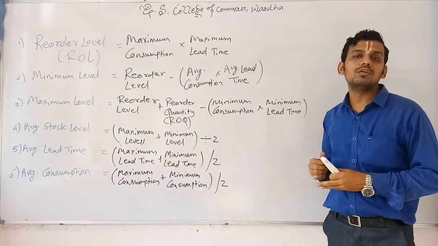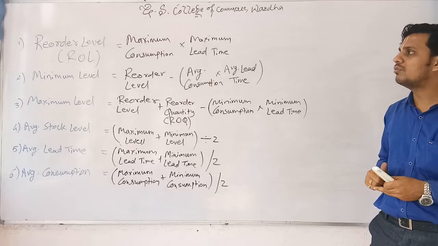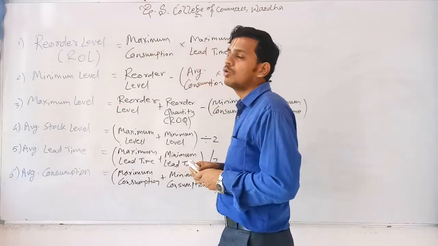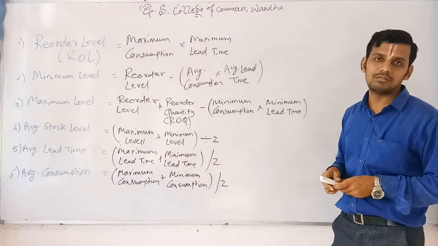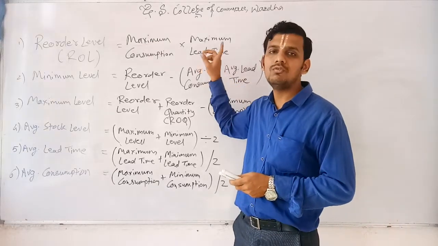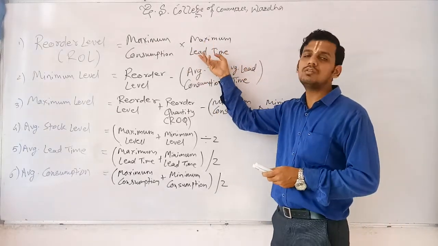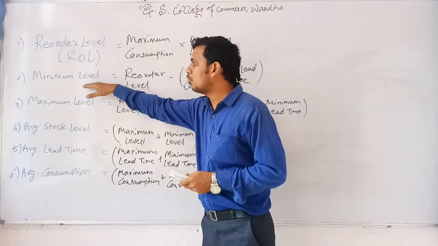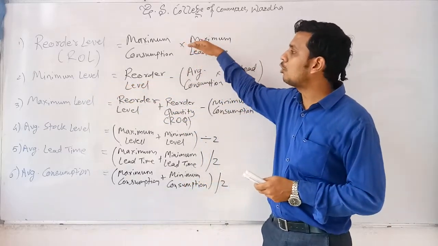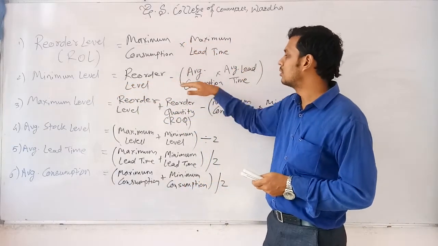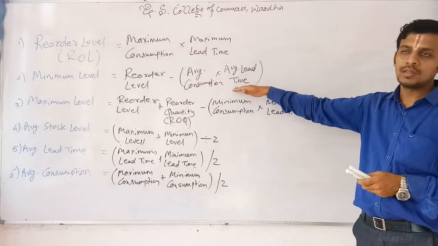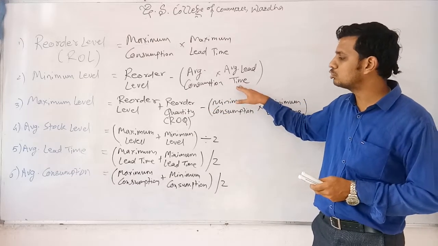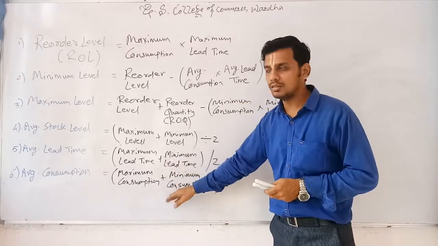These would be the 6 formulas which would be useful for the calculation of the various levels of inventory. The first formula deals with the reorder level, known as ROL. The formula is maximum consumption multiplied by maximum lead time. Usually lead time can be given in weeks, months or days. Whatever the unit given for time, we have to follow that unit, whereas consumption is always given in units. When we talk of minimum level, the formula is reorder level, which we have calculated, minus average consumption multiplied by average lead time. If average consumption and average lead time are not given in the question, then we can use the formula denoted last.